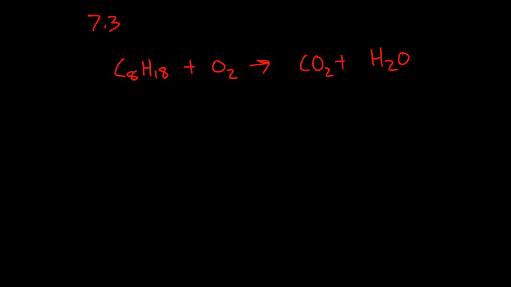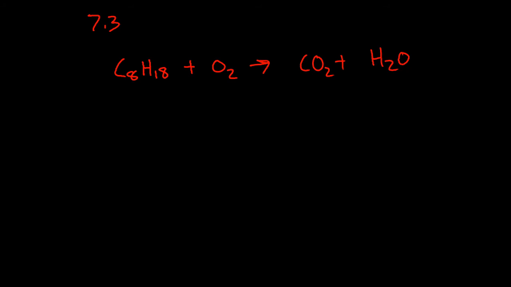Anytime we burn a hydrocarbon, those are going to be our 2 products, ideally. Now, in reality, we can actually make other stuff, especially if we have very little oxygen. You can make CO instead of CO2, which is really bad. And if you have impurities in the octane, then you can make other stuff, but we're taking the idealized situation here.